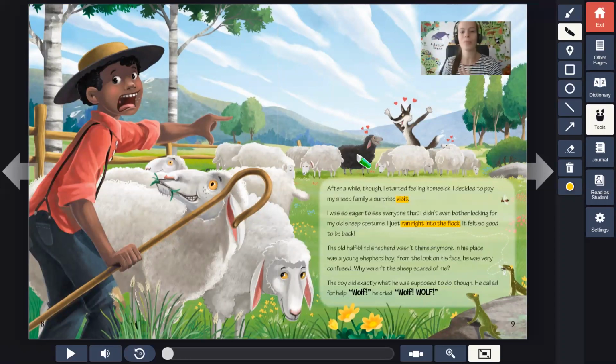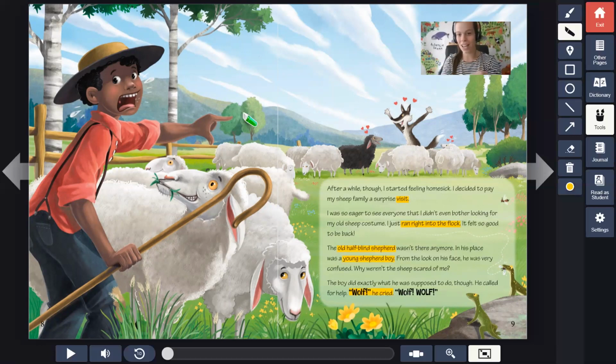The old, half-blind shepherd wasn't there anymore. In his place was a young shepherd boy. From the look on his face, he was very confused. Why weren't the sheep scared of me? The boy did exactly what he was supposed to do. He called for help. Woof! He cried. Woof, woof!